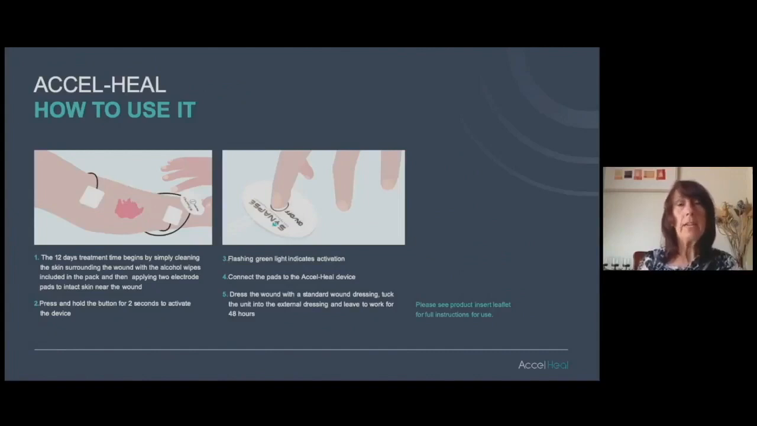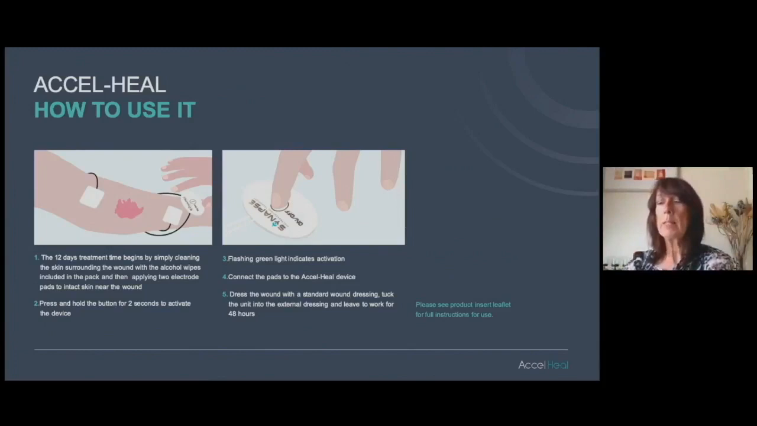So the therapy is very easy to use. You simply clean the surrounding peri-wound with an alcohol wipe. Ensure you don't use any emollients prior to application of the electrode pads. And these 2 electrode pads are placed either side of the wound opposite each other, approximately 1 to 2 centimetres from the wound edges. The electrode wires are then threaded through the compression bandages on the outside layer, and then you simply attach the device to the electrode pad wires.